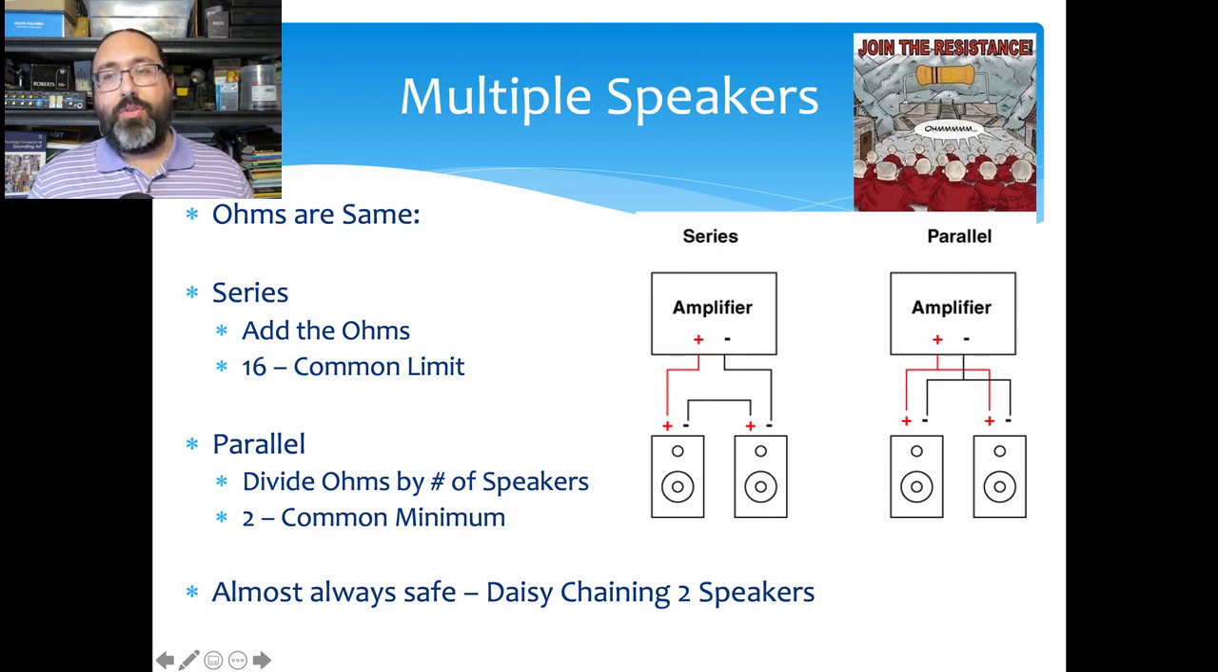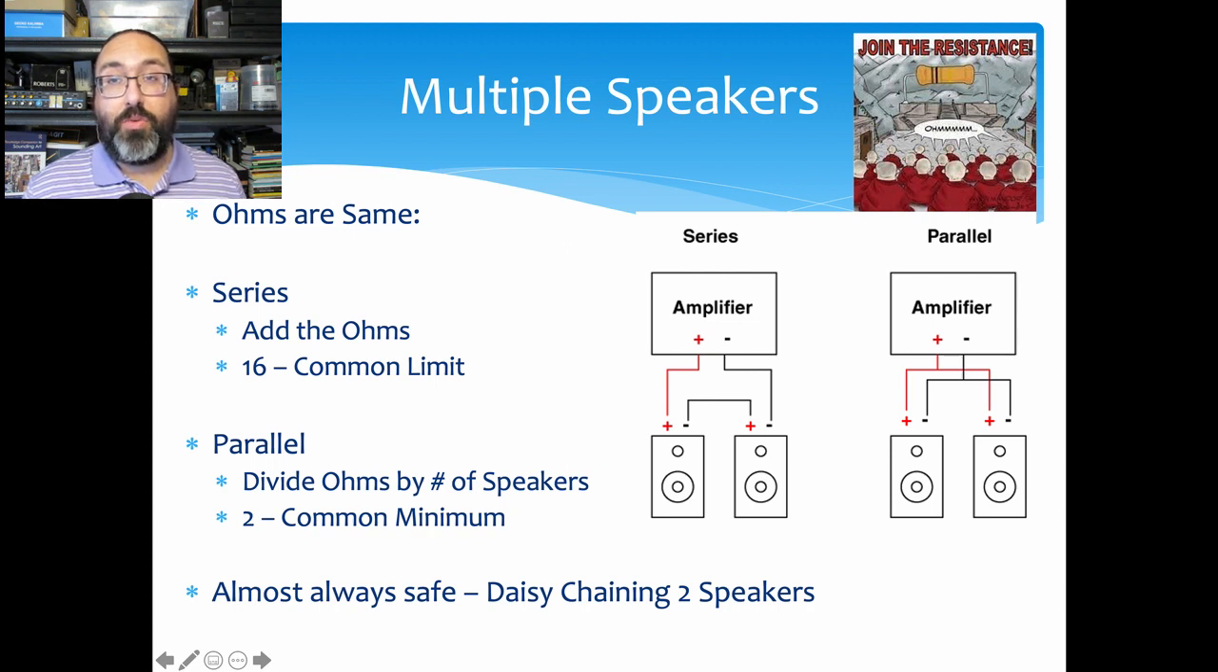To do this, you divide the ohms by the number of speakers, given that the speakers are exactly the same and the ohms are exactly the same for the speakers. So in this case, say our speakers are both 8 ohms, we have 2 of them. 8 divided by 2 equals 4. 4 is greater than 2, which is the common minimum. We are safe.